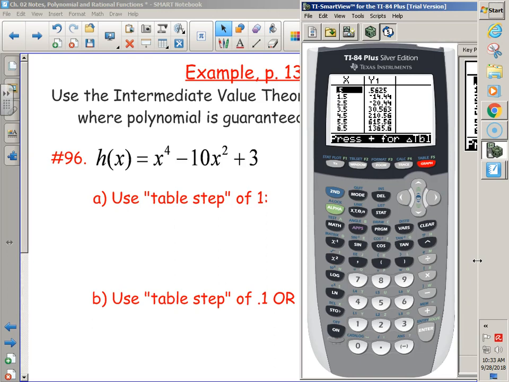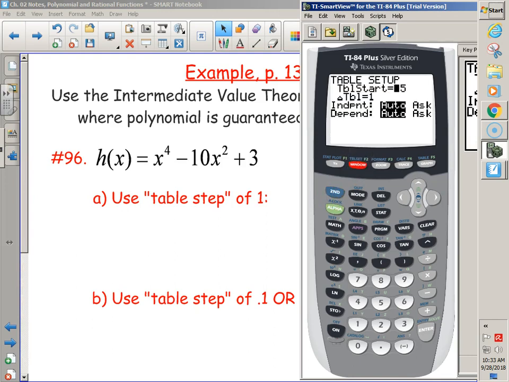How do I know this guy has a 0? Ooh, I'm not going by ones first. You guys see the shortcut for going by? You can hit the little plus sign. But I don't think I'm having it start at 0, am I? Let's have it start at 0. There we go.